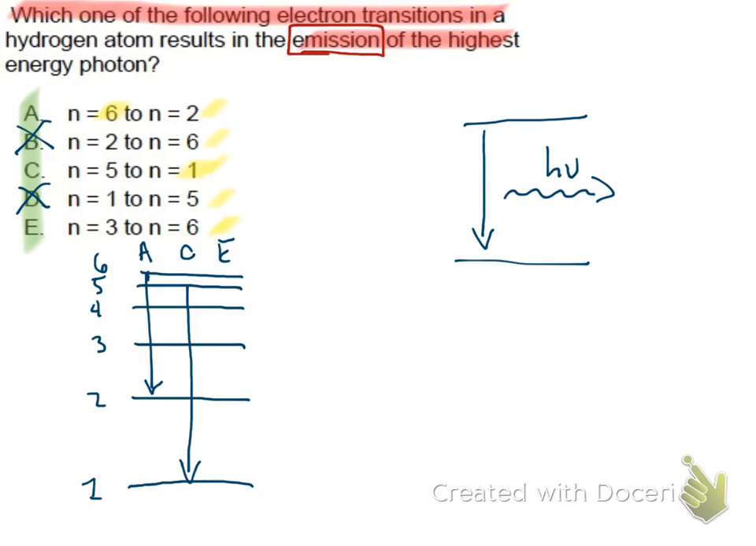Oh, we could have eliminated that to begin with. 3 to 6 is an absorption process. That's clearly wrong. So we're trying to decide between A and C.